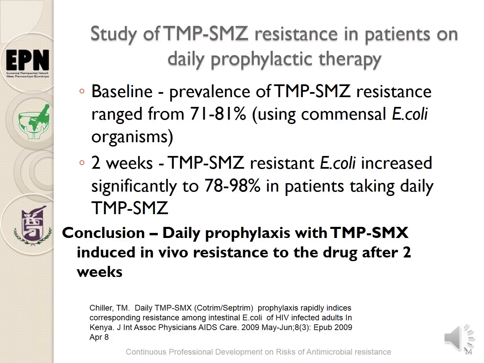Looking at studies that have been done for trimethoprim sulfamethoxazole resistance on patients who have been put on daily prophylactic therapy, especially those that are taking antiretroviral agents, some studies have indicated a baseline prevalence of the presence of resistance to cotrimoxazole ranging from 71 to 81%. And for those who take cotrimoxazole daily, the resistance increased significantly from 78 to 98%.